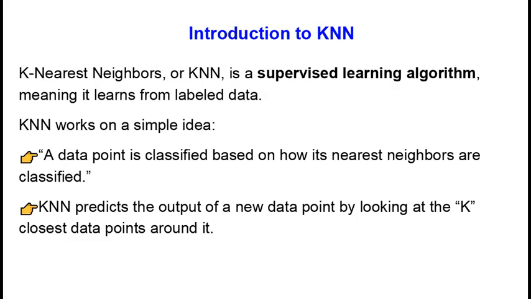Introduction to KNN. K nearest neighbor, or KNN, is a supervised learning algorithm, meaning it learns from labeled data. KNN works on a simple idea: a data point is classified based on how its nearest neighbors are classified. So it predicts the output of a new data point by looking at the K closest data points around it. It is mainly used for classification, where we assign categories, and regression, where we predict numerical values.